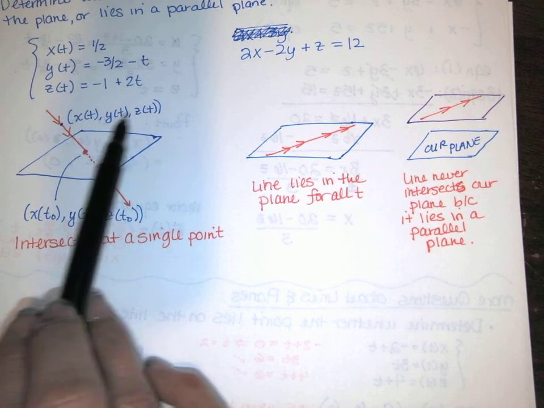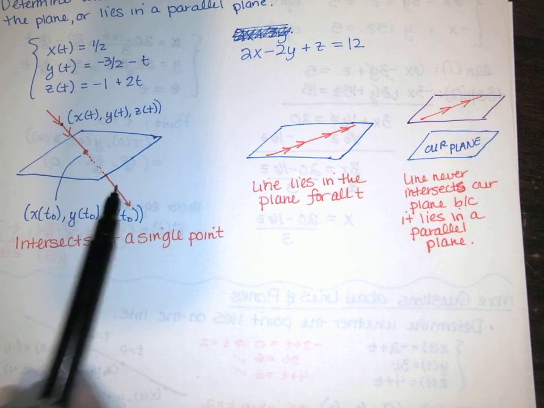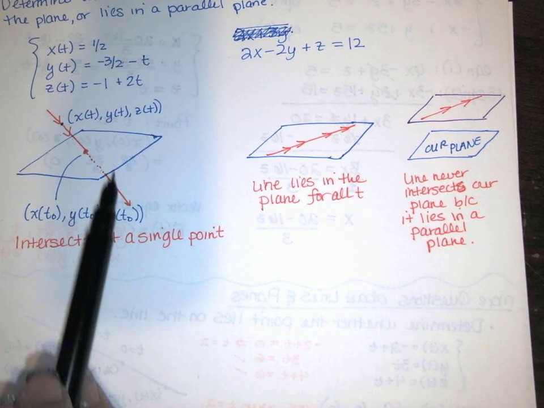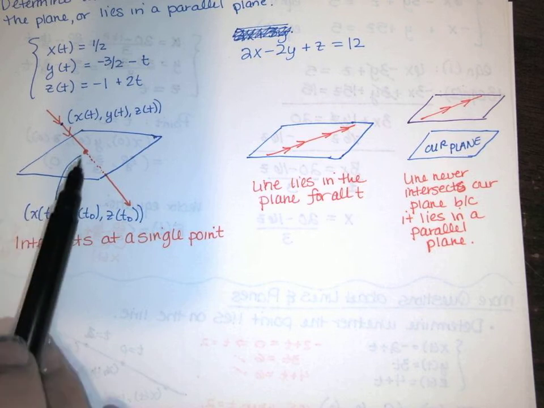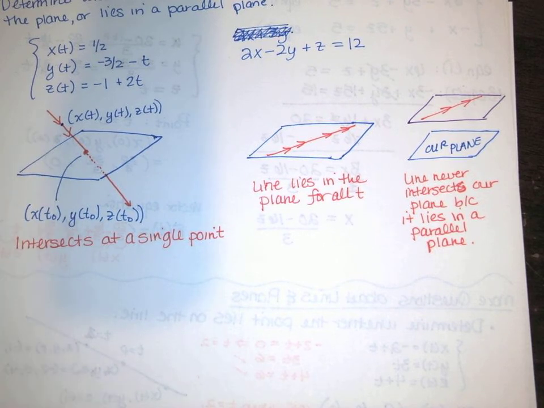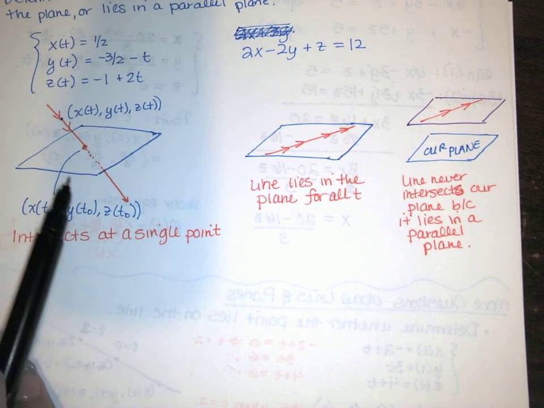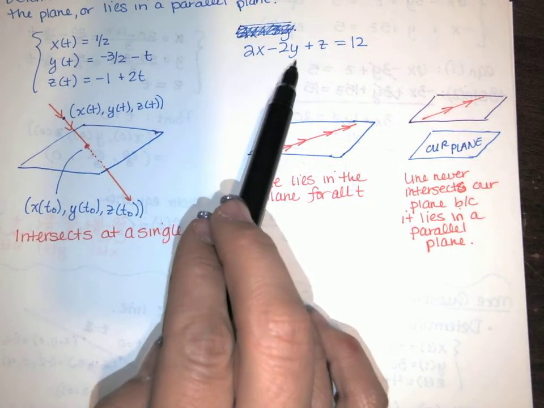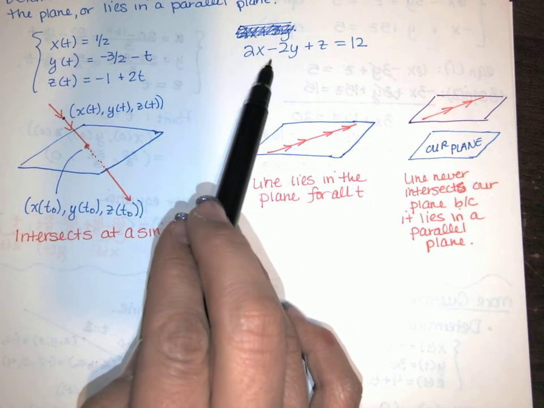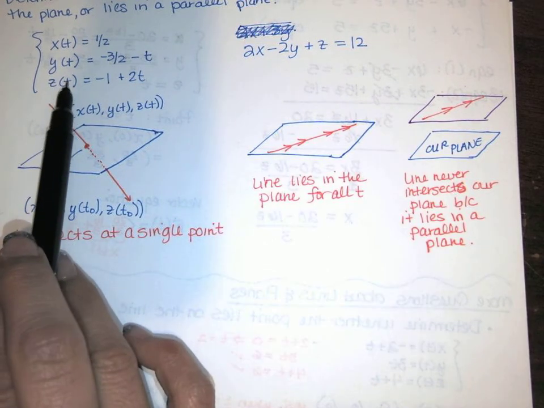But if you give me a t, these parametric equations give me that location of the particle on the line, or give us a specific point on the line if you prefer not to think about movement and motion. So if I want to determine whether or not this line intersects this plane, all I have to do is replace that x, that y, and that z with x of t, y of t, and z of t.